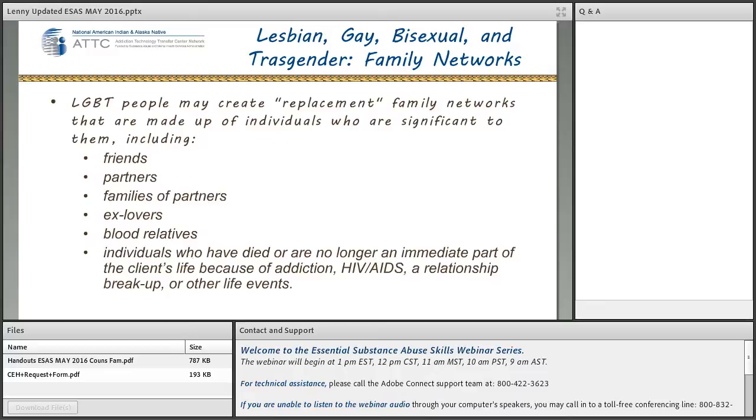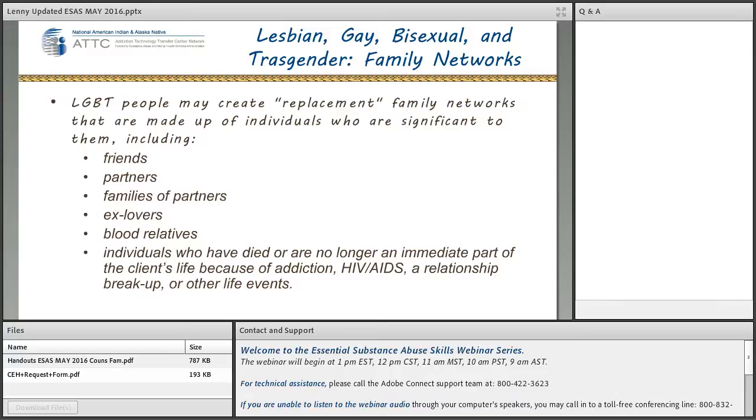Now we're going to talk about lesbian, gay, bisexual, and transgender family networks. LGBT people may create replacement family networks made up of individuals who are significant to them, including friends, partners, families of partners, ex-lovers, and blood relatives, as well as individuals who have died or are no longer an intimate part of the client's life because of addiction, HIV/AIDS, a relationship breakup, or other life events.